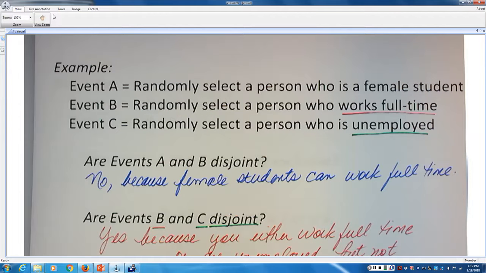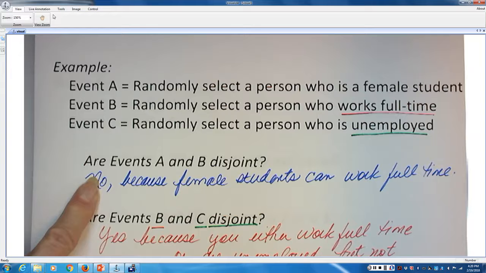Now I'm going to ask a different question that's not on here and it's not on your notes. Are events A and B independent? Is there any reason to believe that being a female means you're more or less likely to be employed full-time? Is there any reason to believe being employed full-time makes it more or less likely that it's a female student we selected? No. So those events are independent.